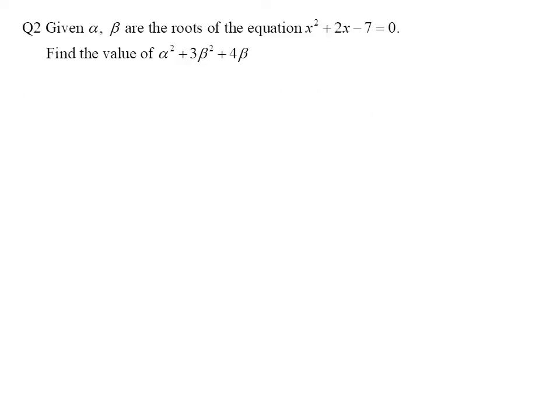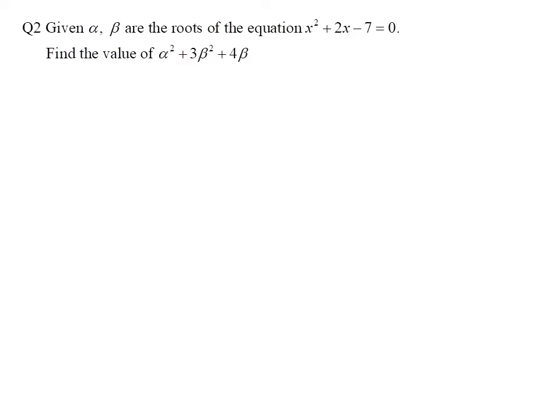Question 2 shows that alpha and beta are the two roots of the quadratic equation x squared plus 2x minus 7 equals 0. The question here is to find the value of the expression of alpha squared plus 3 beta squared plus 4 beta. Here we call this expression the value expression for convenience. Of course, we can solve this quadratic equation and find the two roots and then substitute them into the value expression to obtain the result.